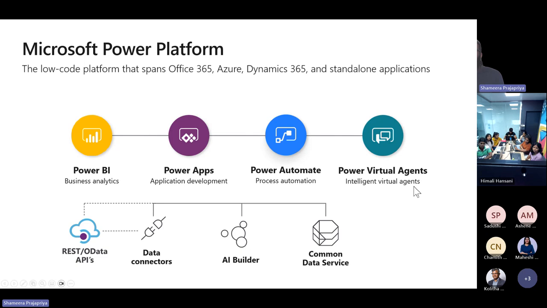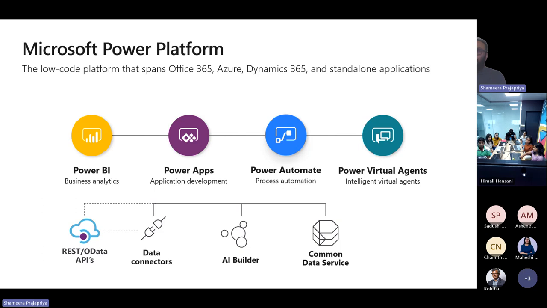When you come to the communications, the data layer, you can use REST or data APIs. You can use inbuilt data connectors. You can use AI Builder. Say, for example, invoices. In business scenarios, we get invoices from our suppliers for the items we purchase from them. Right now, in the manual process, we take the invoice and then we go to our ERP and just type it.